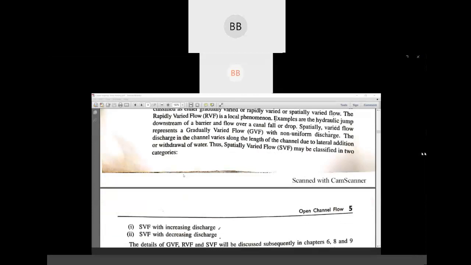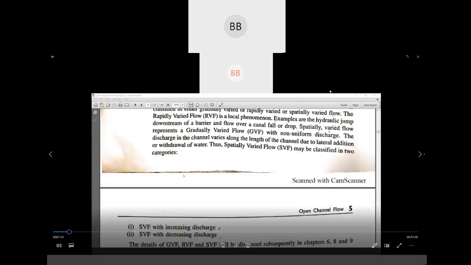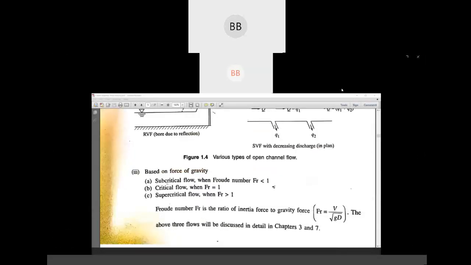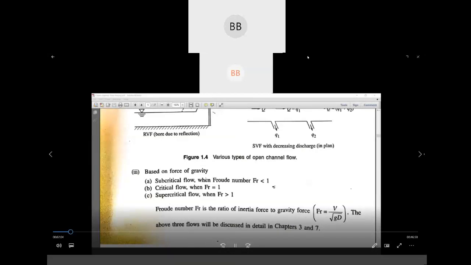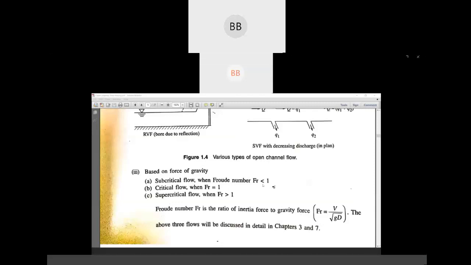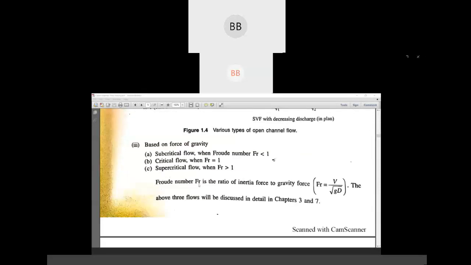Okay. So again, the third condition we have is based on gravity, force of gravity, that is your subcritical flow, critical flow, and supercritical flow. So all these flows are related to your Froude number. For subcritical, it's less than 1. For critical flow, it's Froude number 1. And for supercritical, it's always greater than 1. Okay. Froude number, always remember, is a ratio between your inertia force to gravity force.